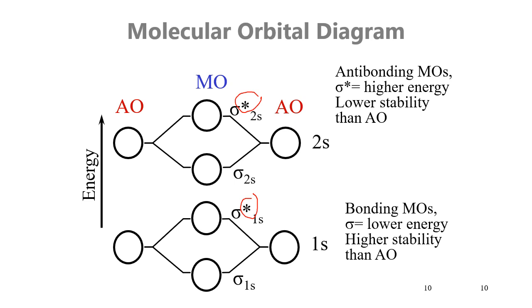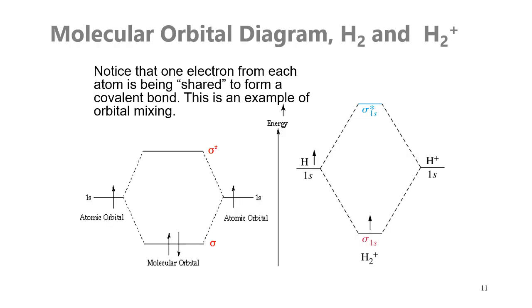The same principle applies for other energy levels. Okay, so 1s, 2s, AO, MO. The electron from each atom is being shared to form a covalent bond. This is an example of orbital mixing for H2 and H2 plus. H2 on the left and then H2 plus on the right.